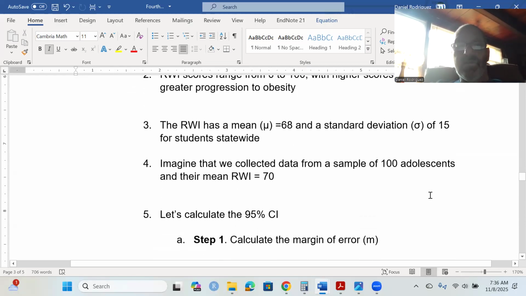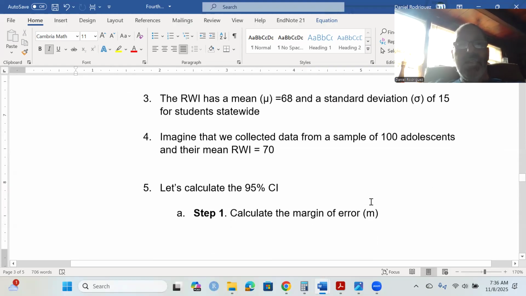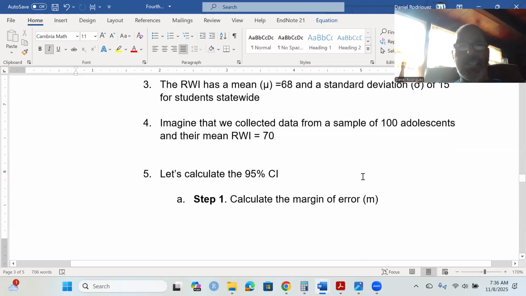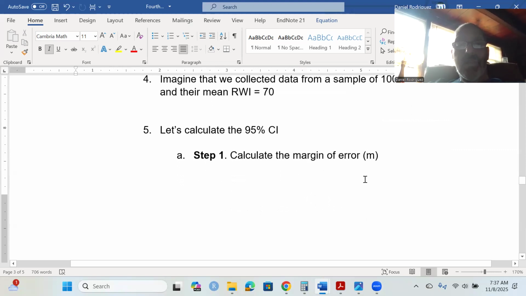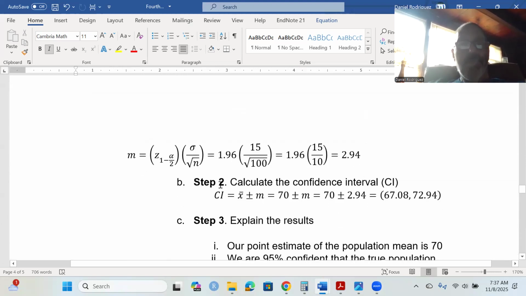Imagine we collect data from a sample of 100 adolescents and their mean RWI is 70. So let's calculate the 95% confidence interval. Okay. So step one, we'll calculate the margin of error. So here it is, margin of error equals Z sub 1 minus alpha over 2 times the standard deviation divided by the square root of the sample size.